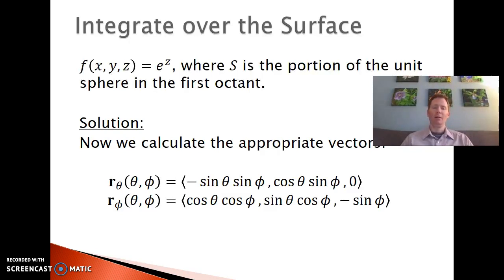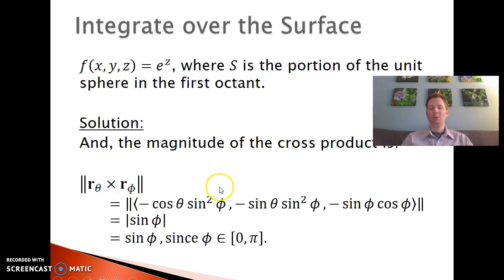Once we have the partial derivative vector functions, our next step is to calculate their cross product and then to find the magnitude. So without me writing all the steps down for you, the vector you see here is the cross product of r sub theta and r sub phi. And then when you find the magnitude, interestingly enough, everything goes away until you're left with the square root of sine squared phi. The square root of sine squared phi is the absolute value of sine phi. But since phi is bounded between 0 and pi, the absolute value of sine phi is the same thing as sine phi.